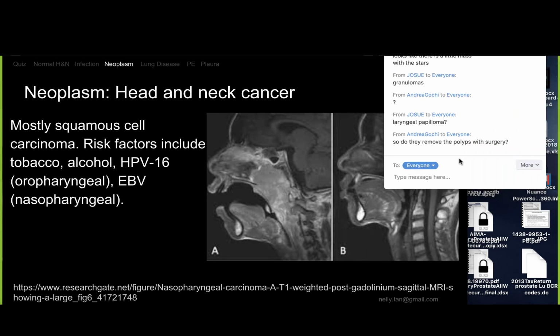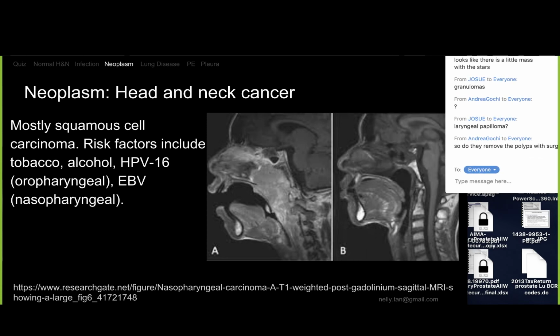So Andrea, I had a question. Do they remove polyps with surgery? They can do laser, yeah. So they go endoscopically and then just laser the little polyps out.